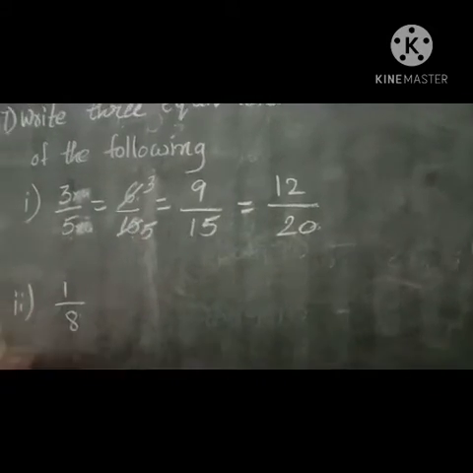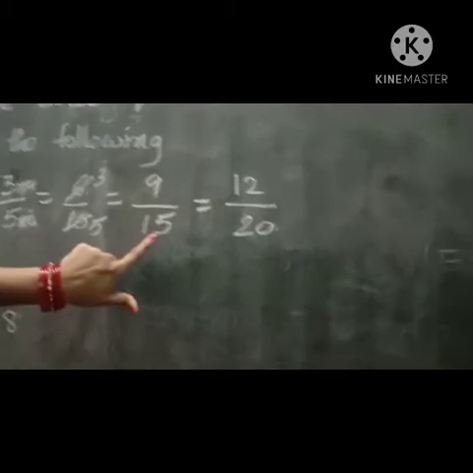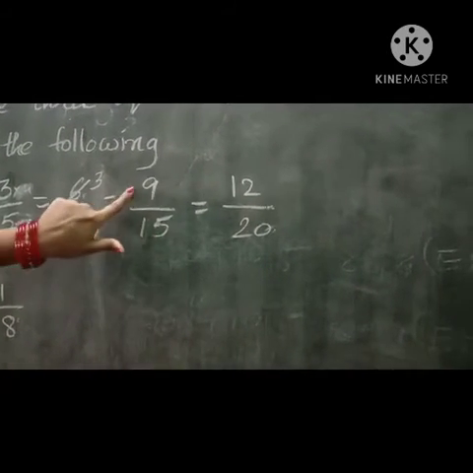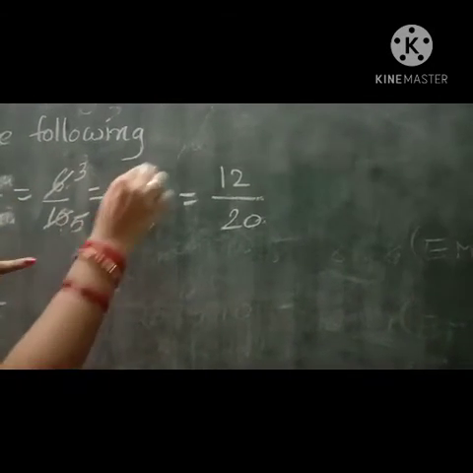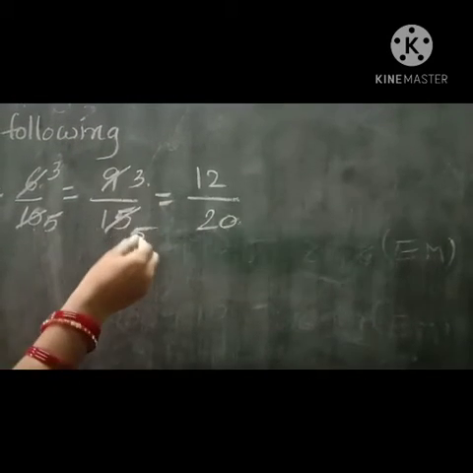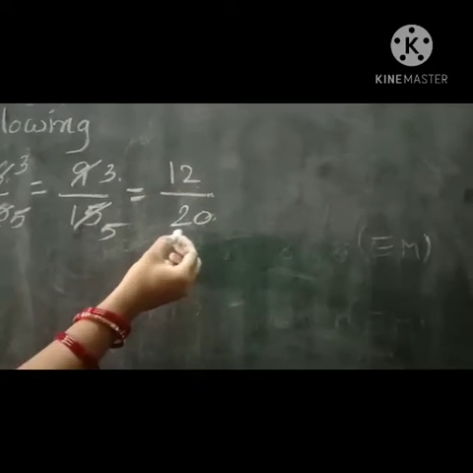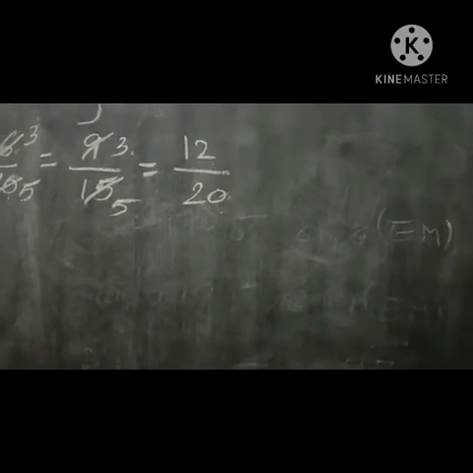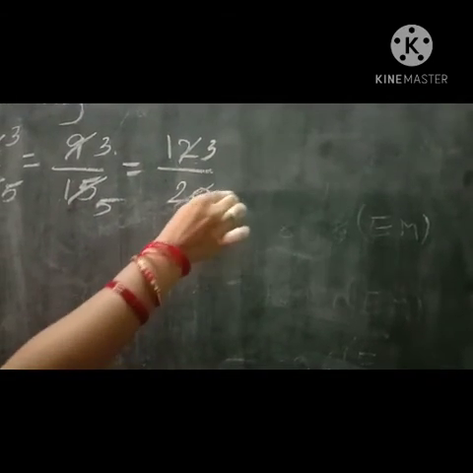And again see children 9 by 15. 9 and 15, both these two numbers are there in which table? Yes, in 3 table. 3 3s are 9, 3 5s are 15. 3 by 5. Next 12, 20. 12, 20, both two numbers are there in which table? 4 table. 4 3s are 12, 4 5s are 20.